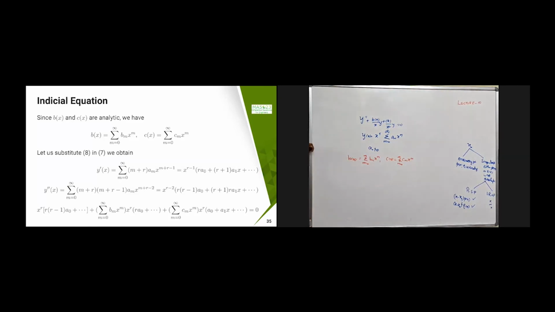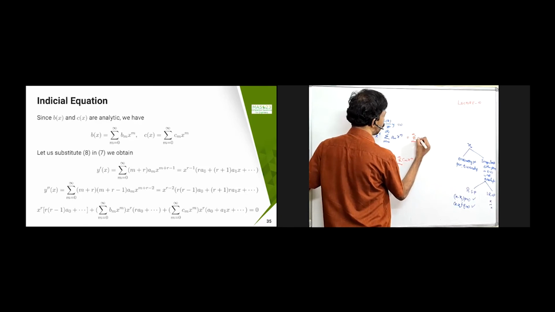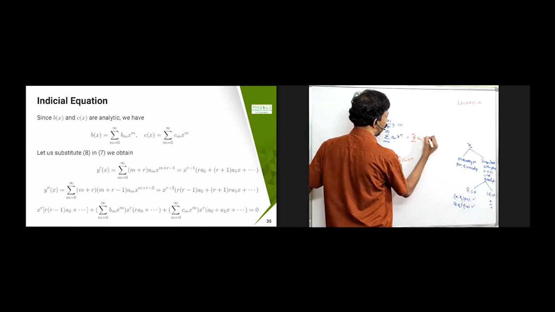Okay, now what I have to do is substitute y of x equal to x power r times the summation of am into x power m, and so on. Now I am going to calculate y double dash and y dash. So y of x I can write as summation m equal to 0 to infinity am into x power m plus r.